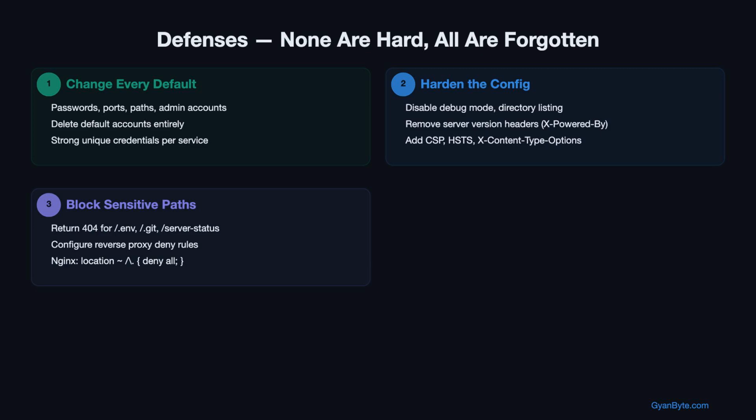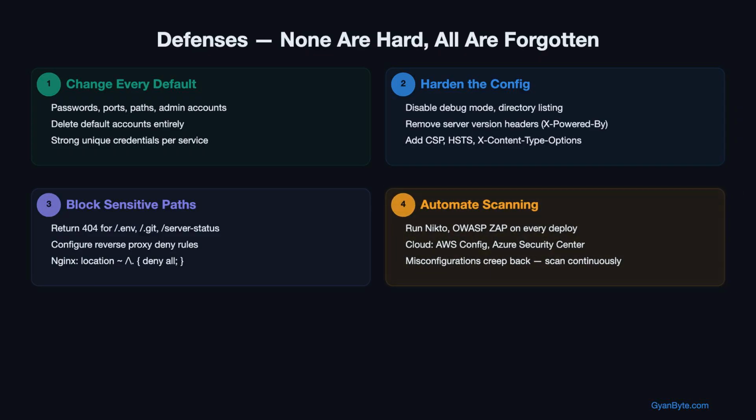Third, block sensitive paths. Your web server should return 404 for .env, .git, server-status, phpinfo, etc. Configure your reverse proxy to deny these paths explicitly.